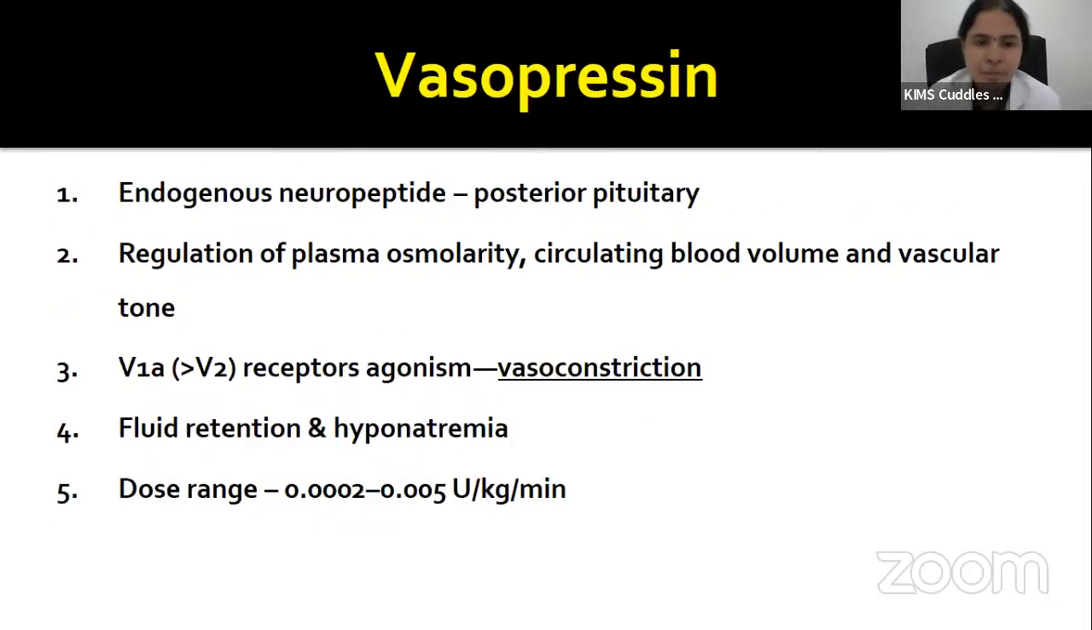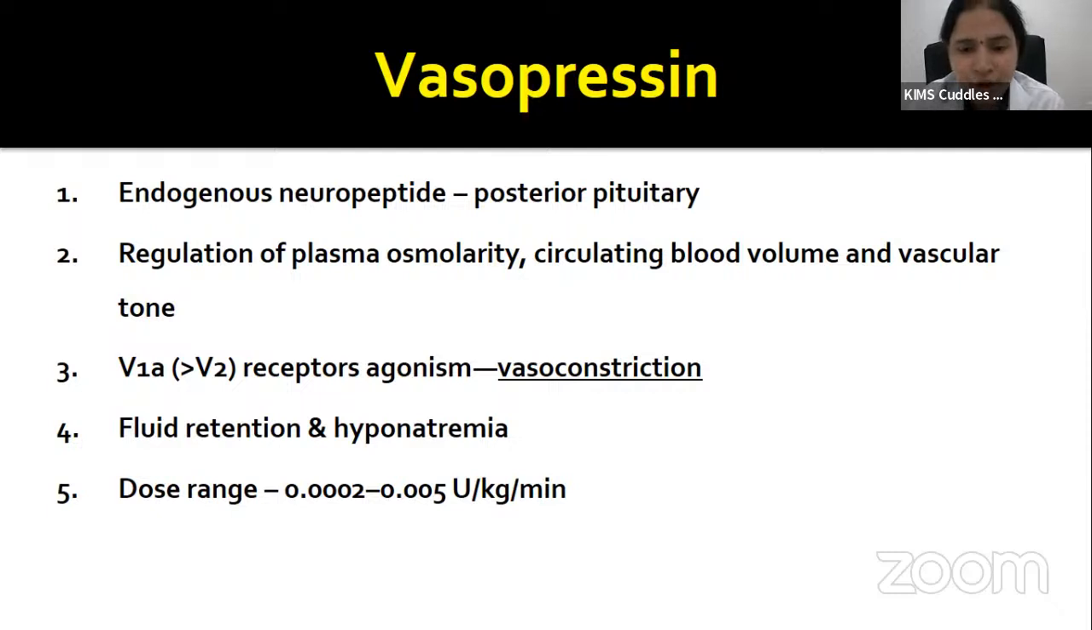Vasopressin is an endogenous neuropeptide which is produced from the posterior pituitary. Vasopressin acts via the V1 and V2 receptors, predominantly through the V1A receptors. Agonism can cause significant vasoconstriction, increase in systemic vascular resistance, and increase in the blood pressures. It can, as a side effect, cause fluid retention and hyponatremia. The dosing range is to be used between 0.0002 to 0.005 unit per kg per minute.